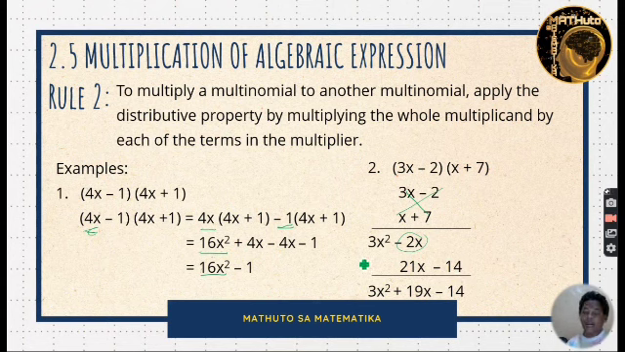Then, use addition rule. 3x squared, bring down 3x squared. Negative 2 plus 21. Bigger po yung 21, so subtract po natin. The difference is 19 and the sign of 21 is plus po. And bring down negative 14. So, ito po na po yung ating product. So, pwede nyo i-check using this method po.